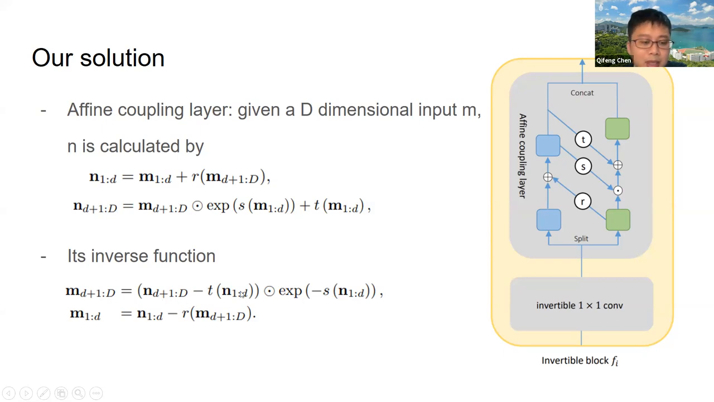We can also get the original input this way. We can verify this. Its power comes from the lot of freedom in the functions R, S, and T, where we can use any function, like a complex neural network, or we can use a transformer. So this is the main building block of the network. Our approach is based on this affine coupling layer. I see. Thank you.